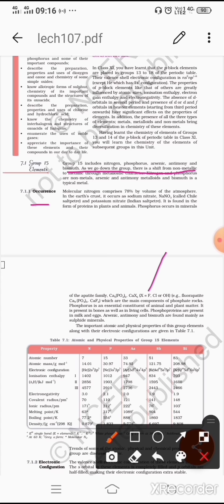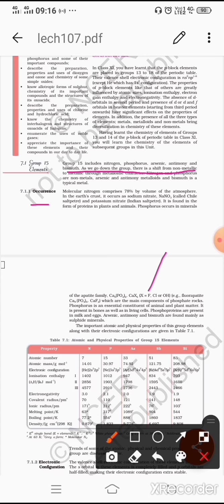Nitrogen in the atmosphere is present at 78% by volume. It is also present in compound state in the form of nitrates, such as sodium nitrate, which is Chile saltpeter, and potassium nitrate, which is Indian saltpeter. Nitrogen is also found biologically in living organisms, in plants and animals, in many forms like amino acids, proteins, DNA, RNA. All these biomolecules comprise nitrogen.